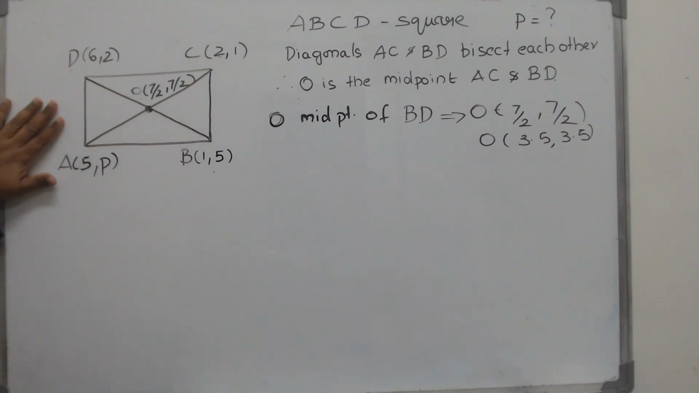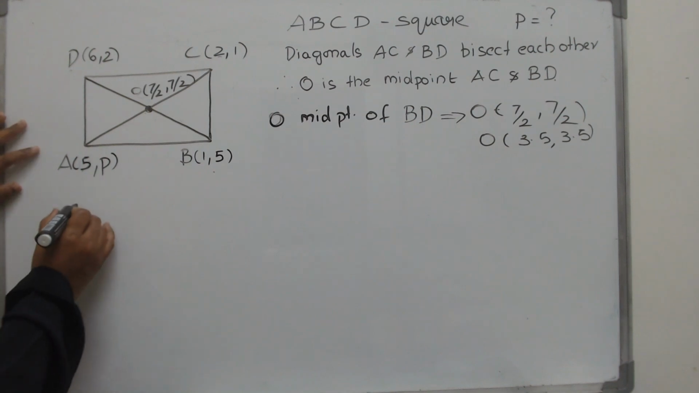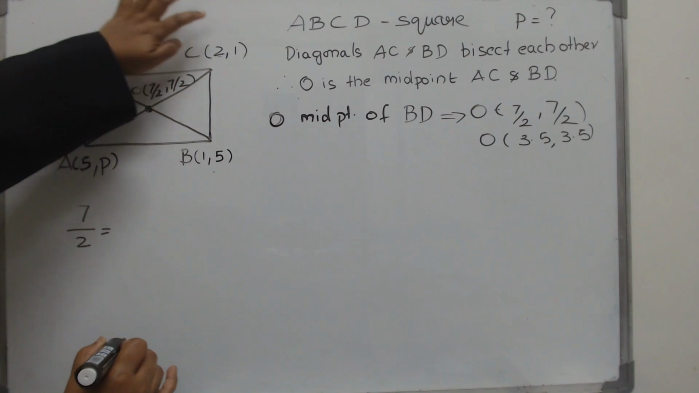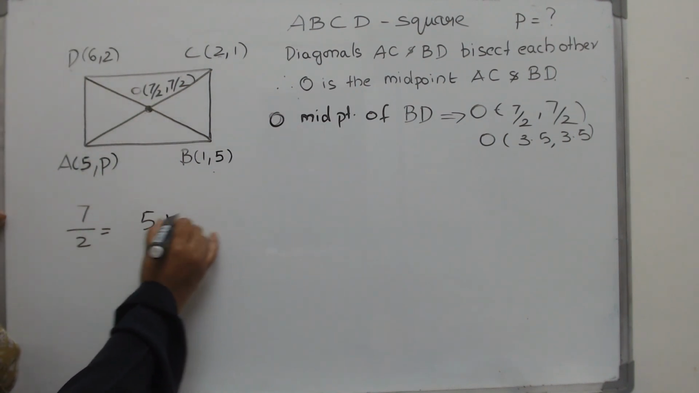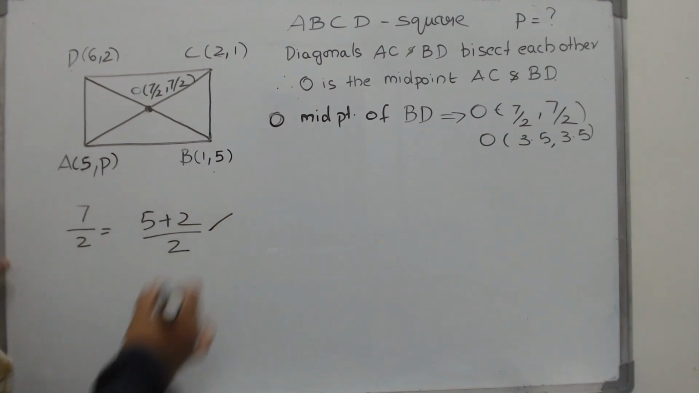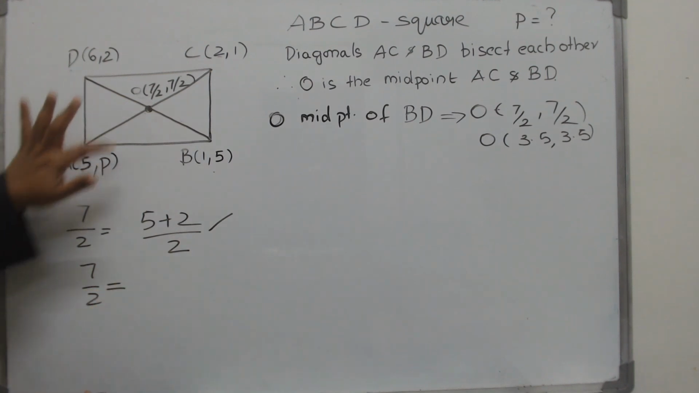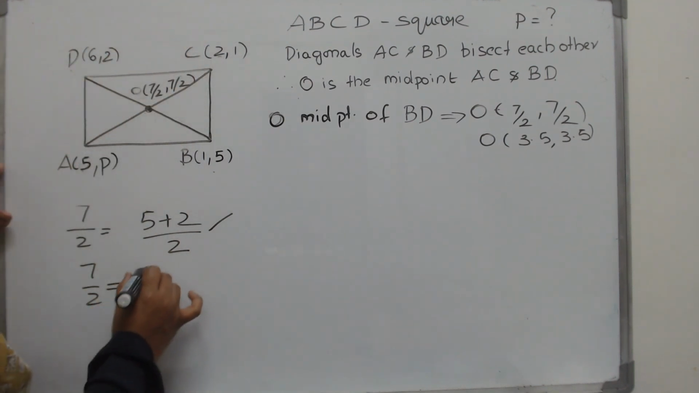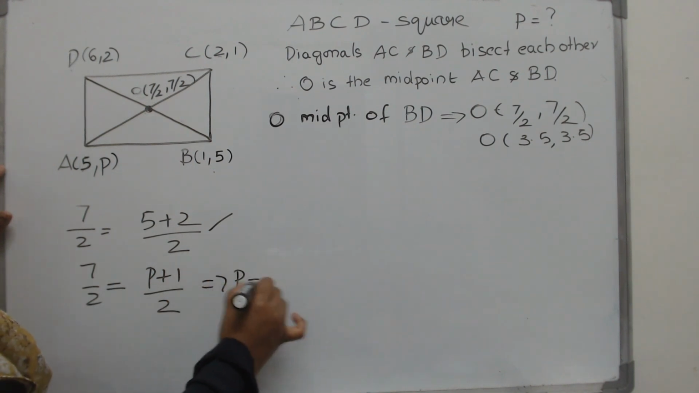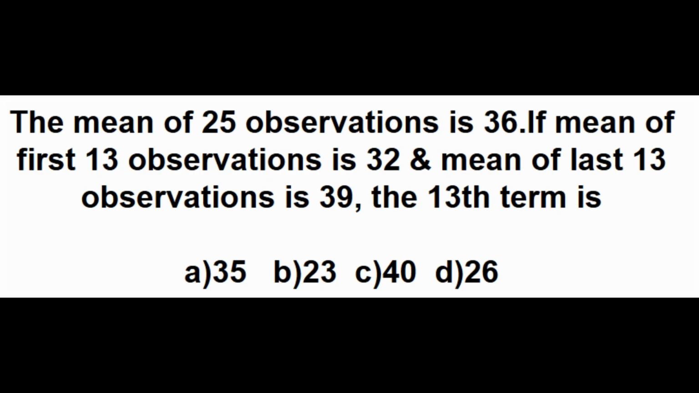Now, what else do we have? O is also the midpoint of AC, which means what? Its x coordinate is equal to the sum of these two x coordinates divided by 2. Is that correct? Yes, that is correct. What about the y coordinate? Y coordinate also same. It is the sum of these two y coordinates divided by 2, which means what? Your P is equal to 6. This is the value that we were looking for.